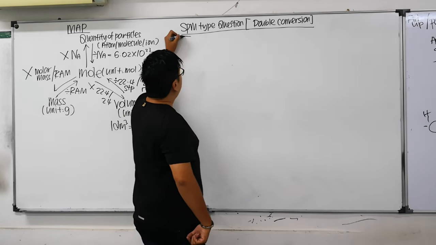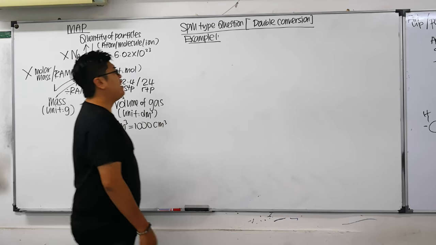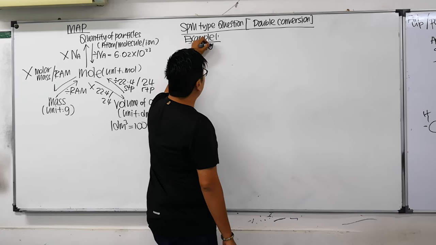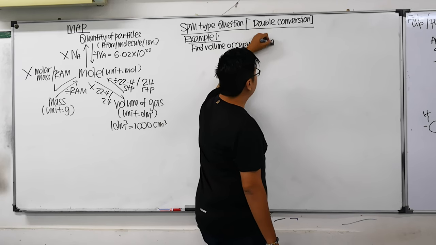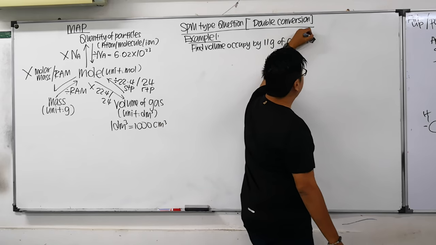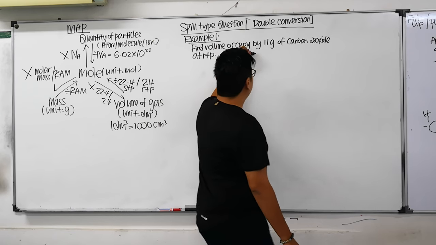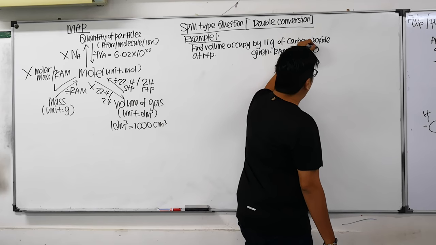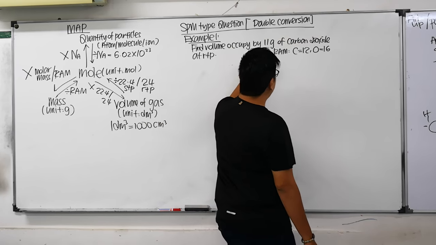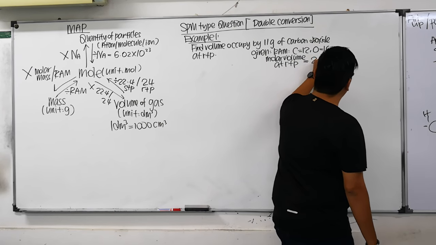Okay, come on. The first example, I really need your attention. The question is: find the volume occupied by 11 gram of carbon dioxide at RTP. You are given RAM: carbon is 12, oxygen is 16. You are given the molar volume. The molar volume at RTP is 24 decimeter cubed.